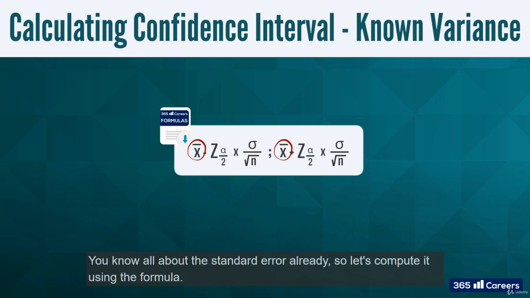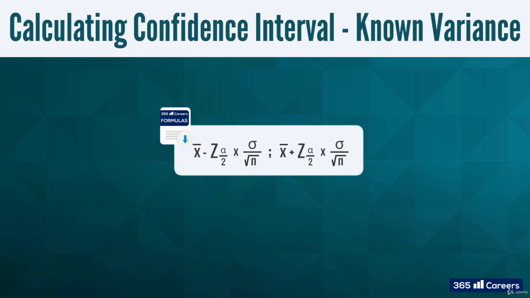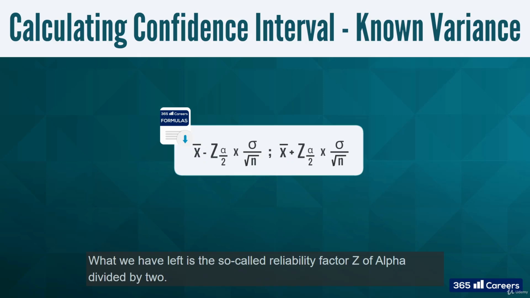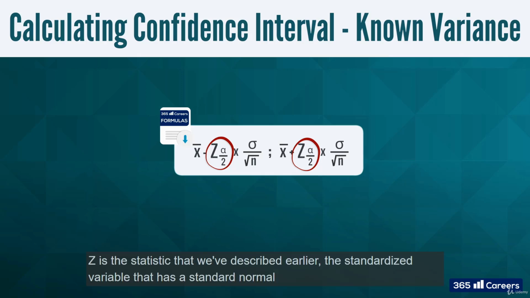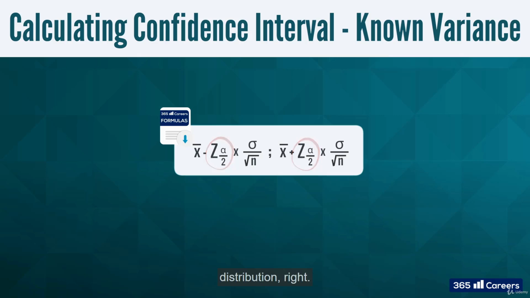You know all about the standard error already, so let's compute it using the formula. What we have left is the so-called reliability factor, z of alpha divided by 2. Z is the statistic that we've described earlier, the standardized variable that has a standard normal distribution, right?